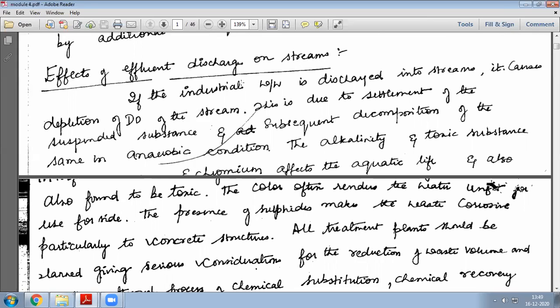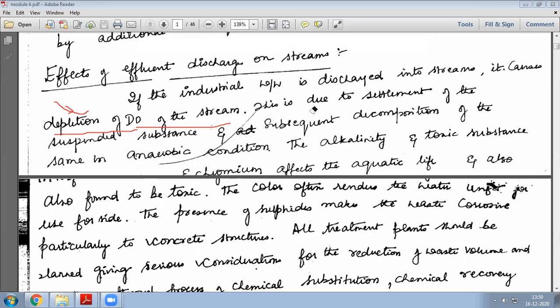See here, if industrial wastewater is discharged into any stream or any river, the first thing you will notice, as you have already learned in the self purification process, is that the river has its own dissolved oxygen, but due to the introduction of industrial wastewater, the DO will start depleting. Means it will come like this. It will completely go down, your DO level of the river. So that is the first thing that happens, right? So you all know this, I think.